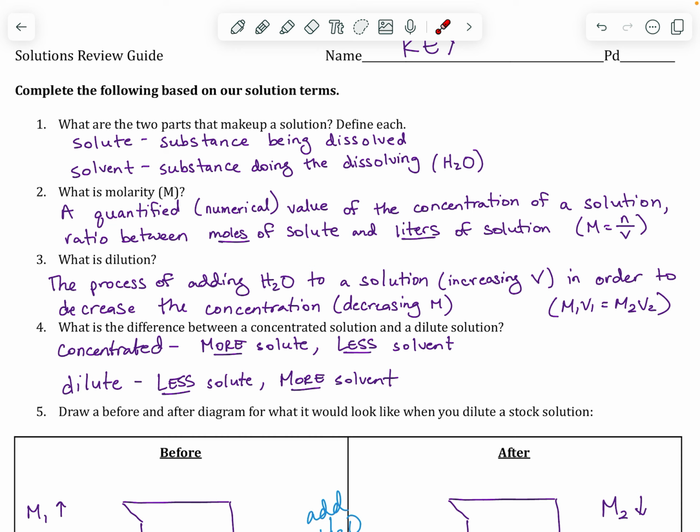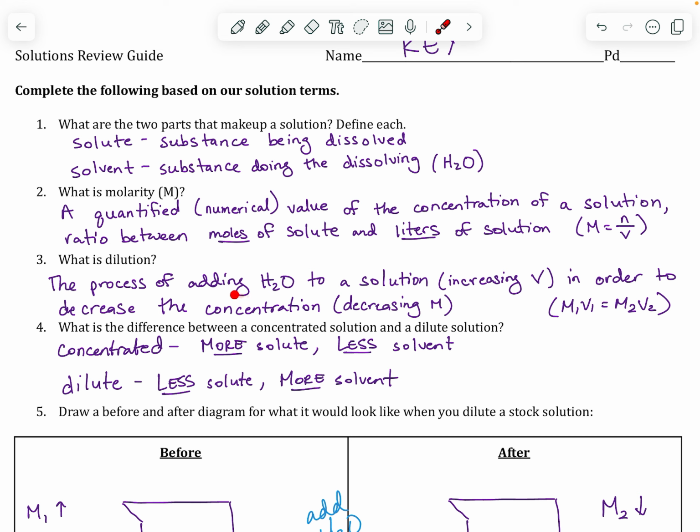Molarity is just a quantified value for the concentration of a solution. So when we refer to the concentration, it's the ratio based off of the moles of solute and liters of solution. Of course, there's our molarity equation, making note that the moles have to be in the unit of moles, right? It cannot be given to us in grams. And of course, the volume has to be in liters, not milliliters. So we would have to do some conversions based on what a question is asking us, based on the information given as well.